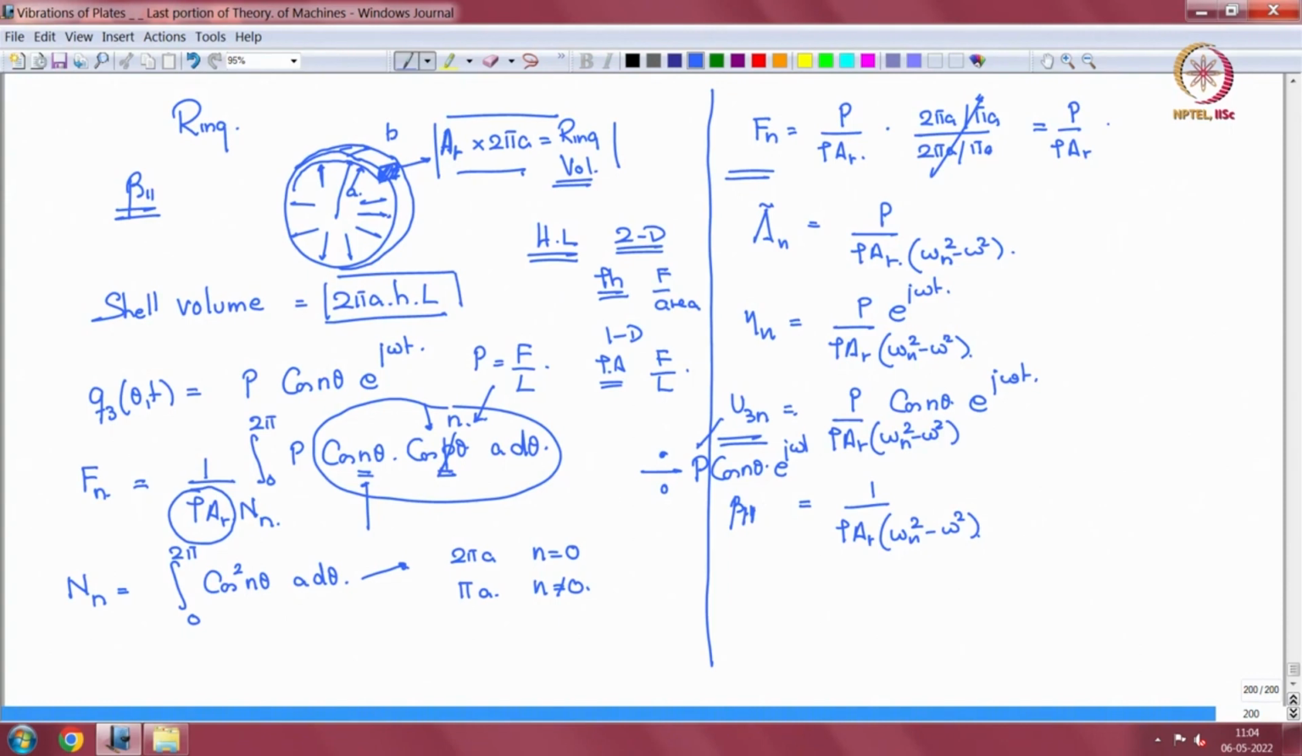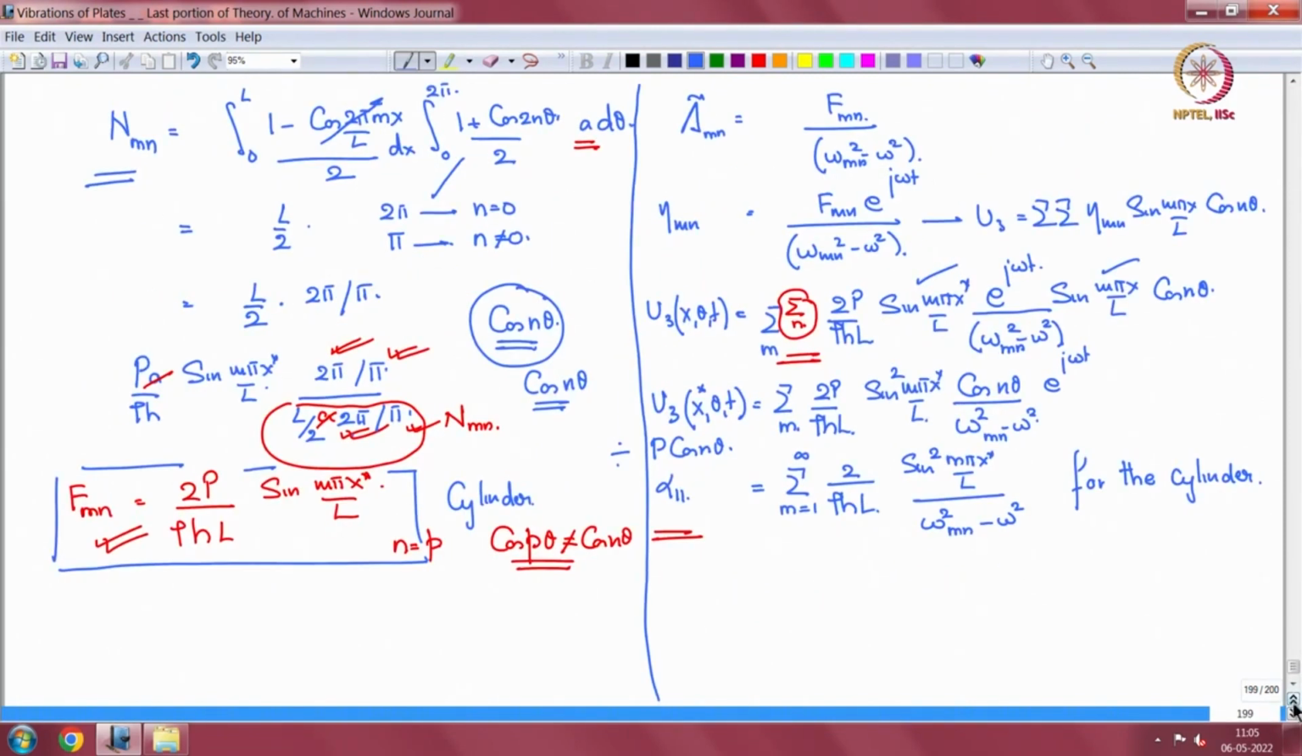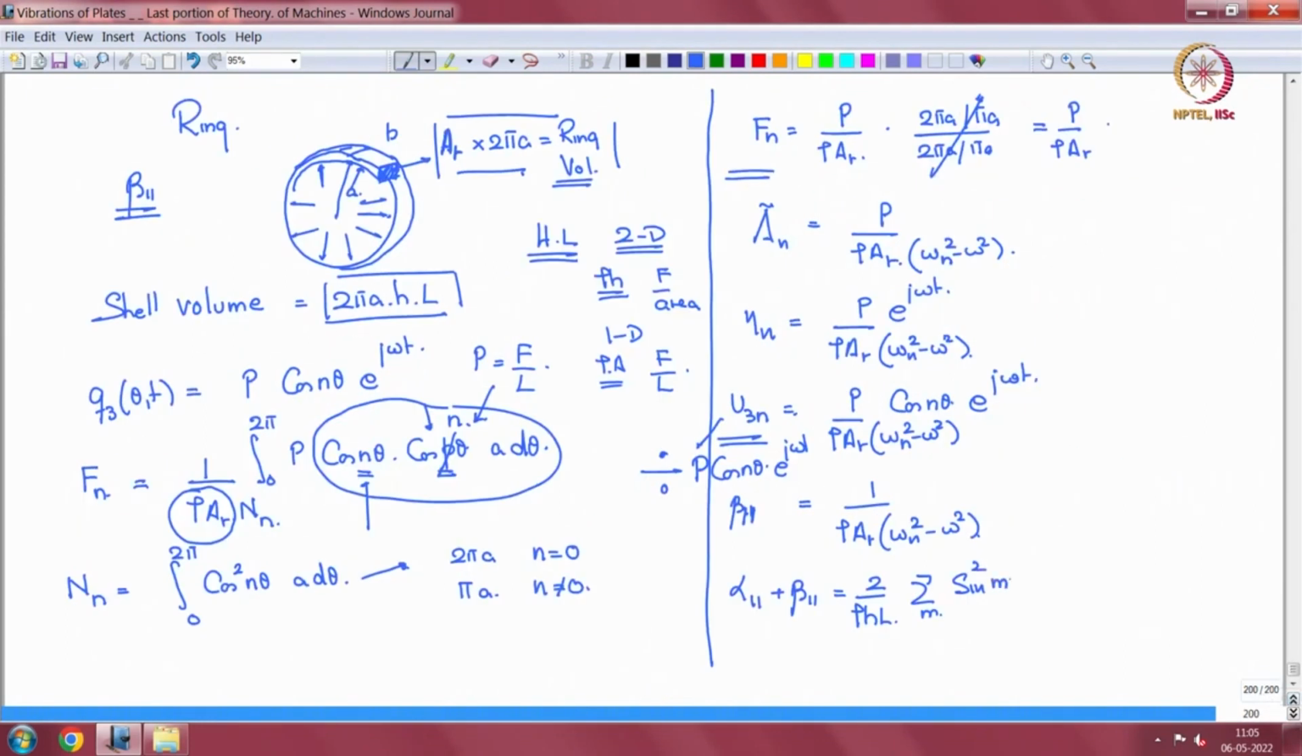So, we have alpha 1 1 and beta 1 1. So, alpha 1 1 plus beta 1 1 is equal to 2 by rho h l, sigma m, sine square m pi x star over L into omega mn squared minus omega squared, plus 1 over rho r a into omega n squared minus omega squared equal to 0.